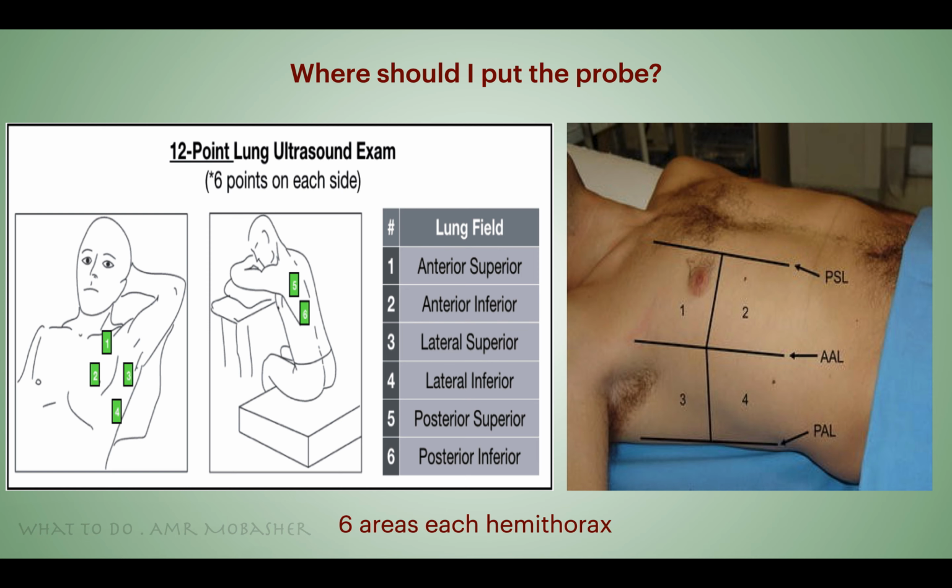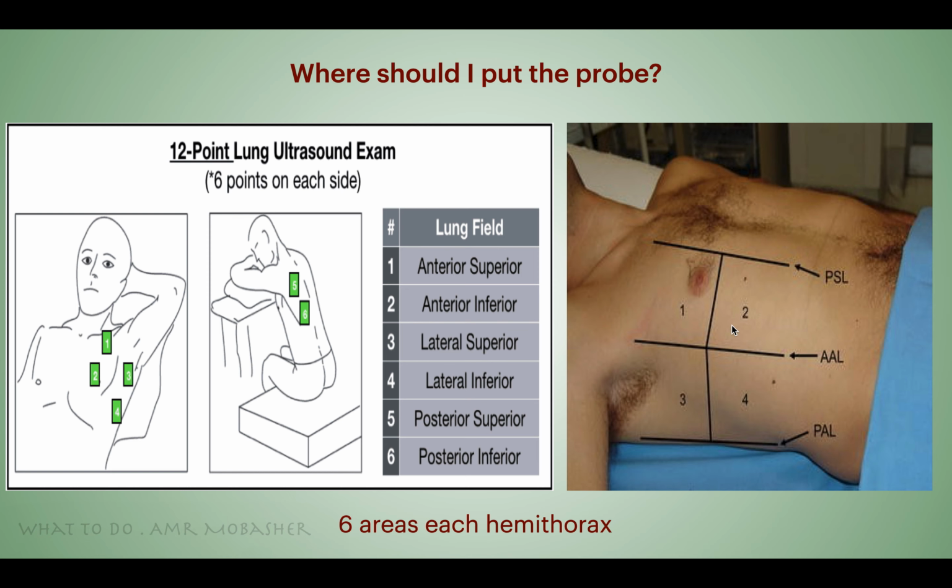Where should I put the probe? We divide the chest wall by the parasternal line, anterior axillary line, and posterior axillary line into anterior zone, lateral zone, and posterior zone, and each zone is divided by a horizontal line at the nipple level into upper and lower. So we have upper anterior, lower anterior.